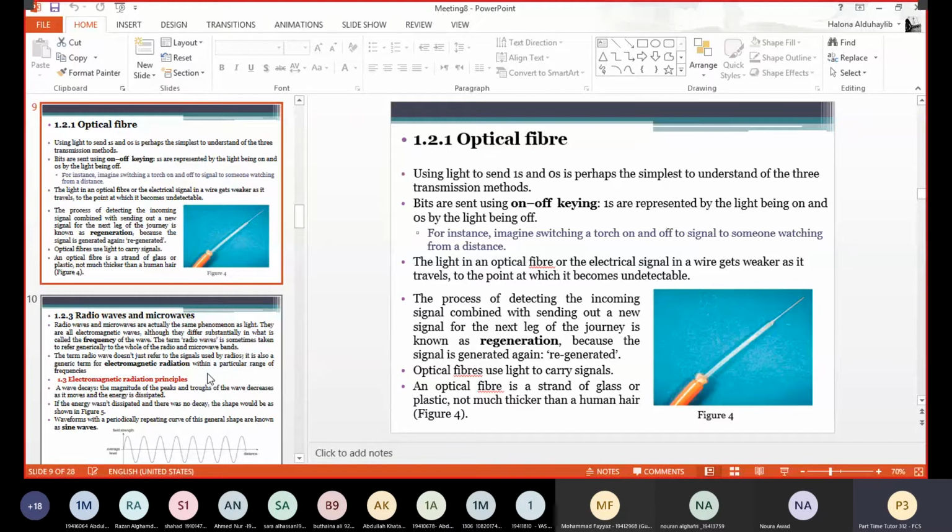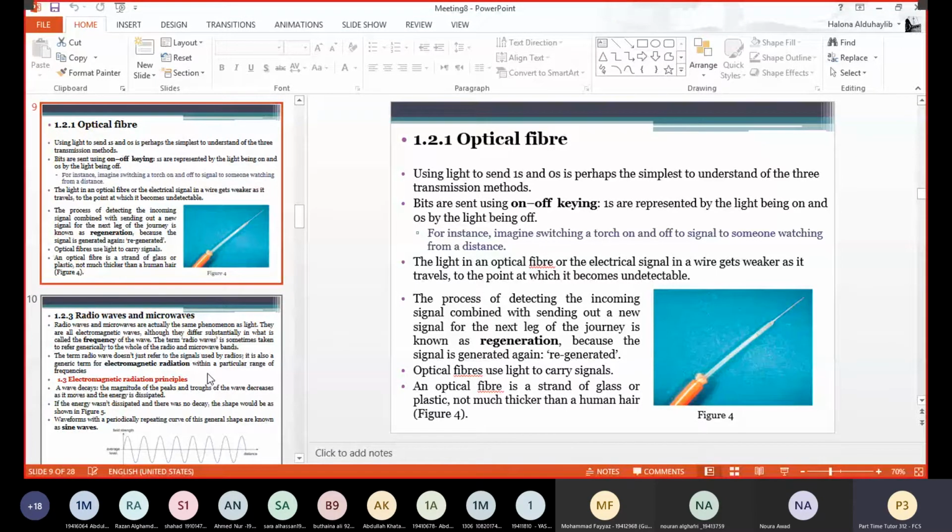Using light to send 1s and 0s is perhaps the simplest to understand of the three transmission methods. Bits are sent using on and off keying. So if you are using light, on will represent 1 and off will represent 0. So you will send a beam of 1s and 0s like on and off light.